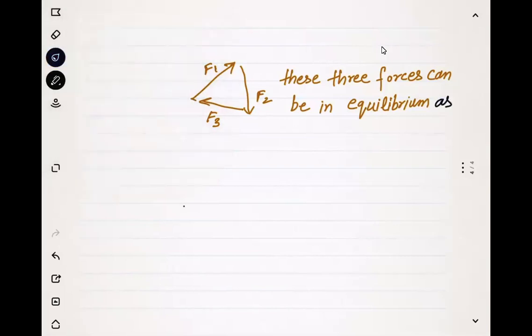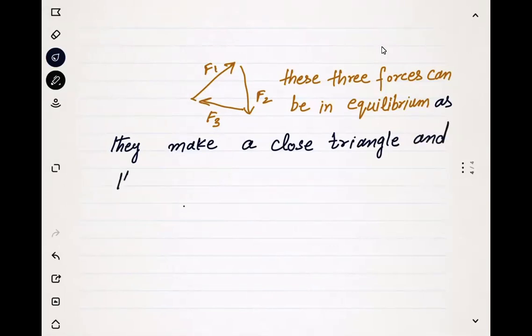as they make a closed triangle, and the net force will be 0. This is according to the first condition of equilibrium.